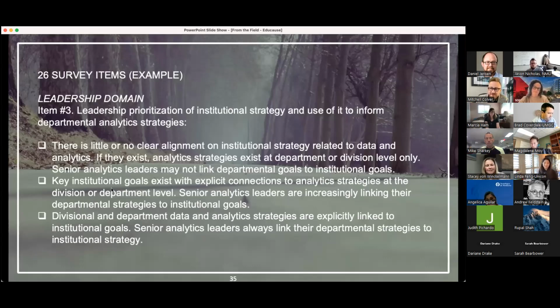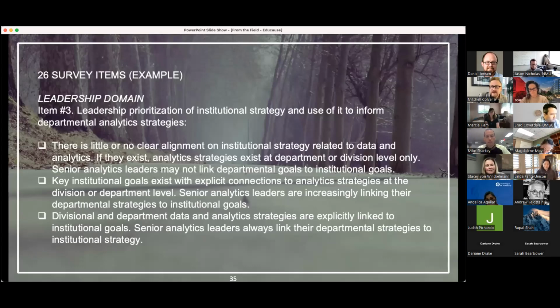Say I'm in the middle here. Key institutional goals exist, etc. And I want to up level. And the cool thing is when I ask the question, well, how do I up level? The answer is in the item. If you want to move down to the bottom one, you know what you need to do? You need to make your departmental and data analytics strategies explicit, explicitly link them to institutional goals, right? And if you go and do that and have meetings around how divisional and departmental strategies are linked to the institutional goals, you'll be able to check that box.